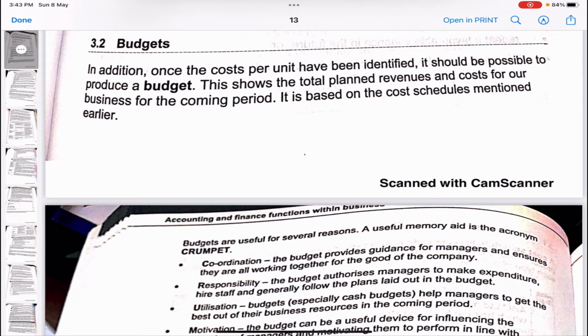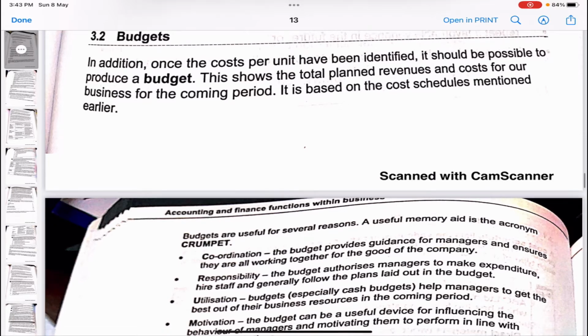Now we have budget. What is a budget? In addition, once the costs per unit have been identified, it should be possible to produce a budget. So a budget shows the total planned revenues and costs for our business for the coming period. So something which we forecast, something which is planned. It is based on the cost schedule which we have mentioned earlier.